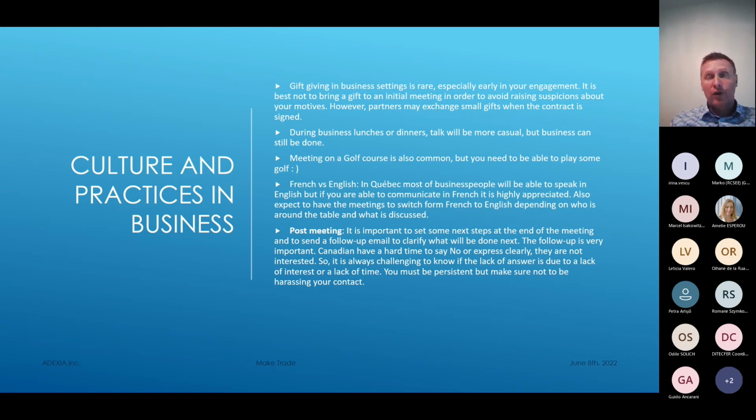Another good way, or a great way, to do business is to have a meeting on a golf course. But it takes one prerequisite, which is that you have to know how to play some golf, at least a little bit. What's great is that you have someone who's going to be with you for four hours, so it's a great way to have a discussion, to create a relation. So that's always a pretty good option.